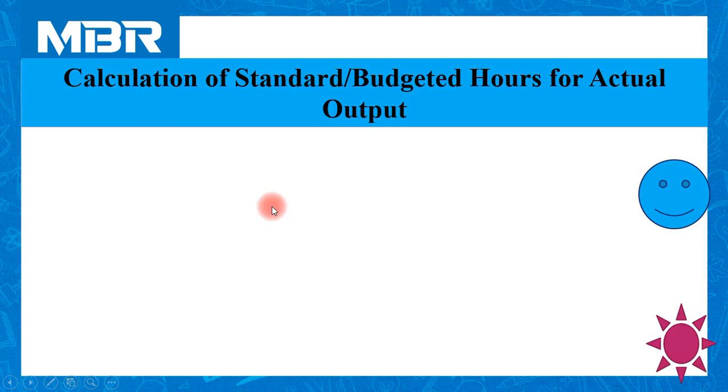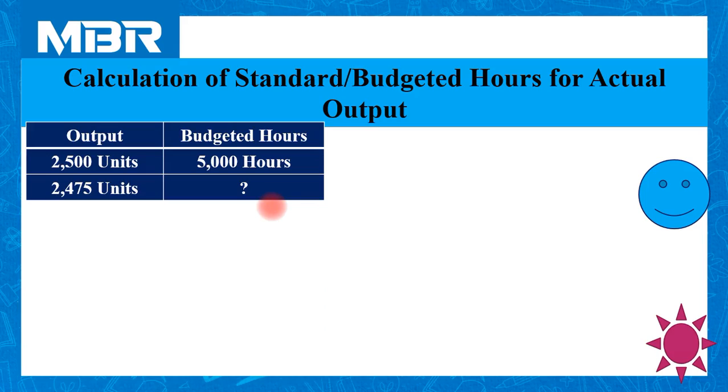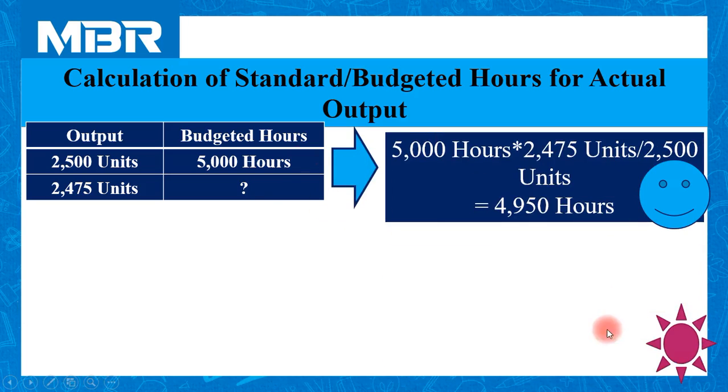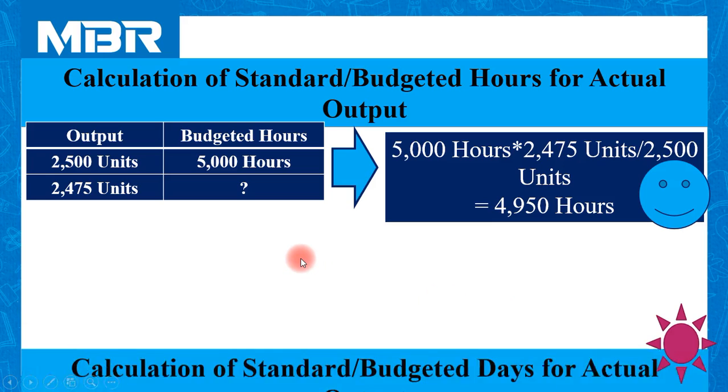For the purpose of our calculation, we need to find two additional pieces of information related to standard or budgeted hours for actual output. It is simple, nothing more than cross multiplication. As per the information, we need to produce 2,500 units in 5,000 hours. So for 2,475 units, how much time is required? It is a simple cross multiplication, and the result is 4,950 hours.